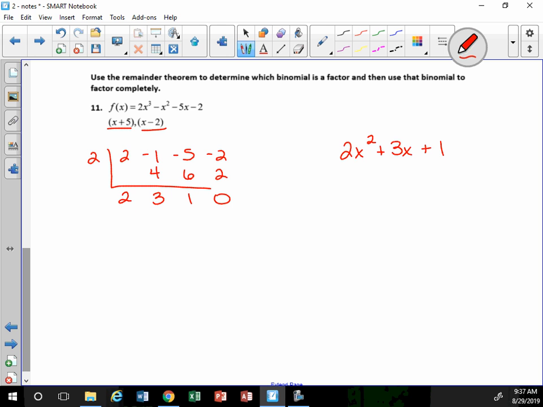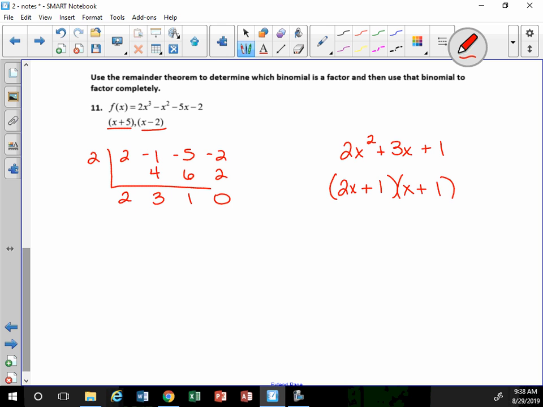Factor completely. Okay, again, leading coefficient of 2. I don't care how you factor as long as you factor correctly. 2 is a prime number and 1 is a prime number, so if you want to guess and check, this is as easy a guess and check as you can get. The only way to get 2x squared is 2x times x. The only way to get 1 is 1 times 1, and everything is positive. So those are my remaining factors. But again, if you do a box and it works for you, great. If you do grouping, great. As long as you can factor.